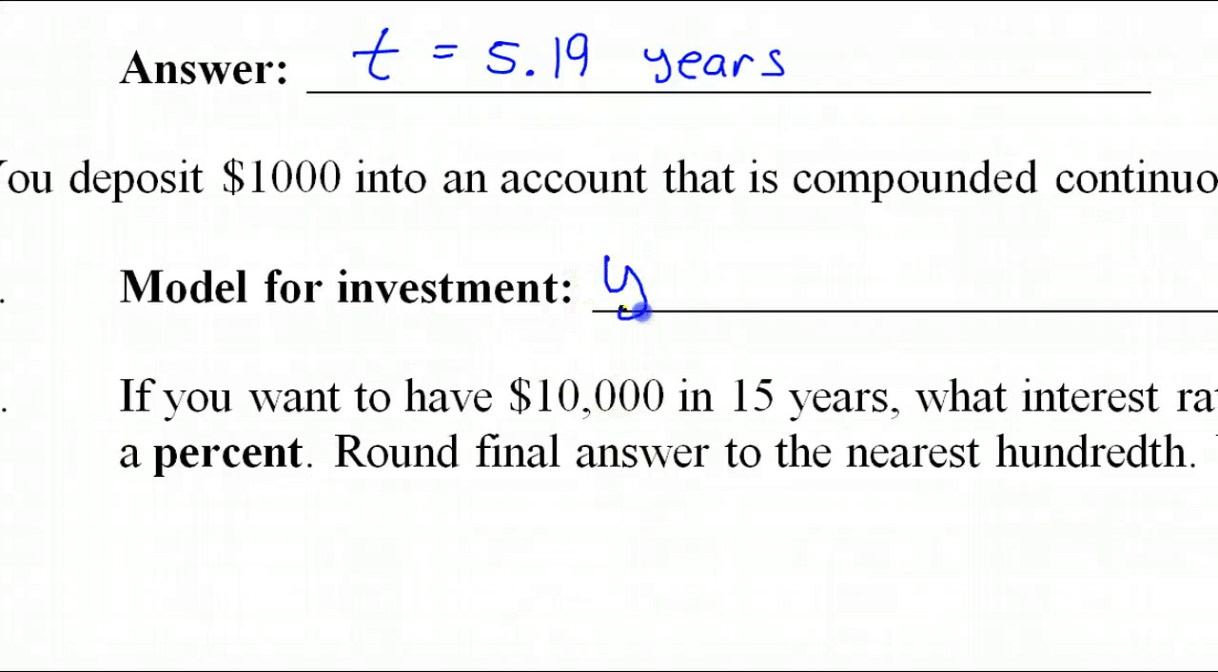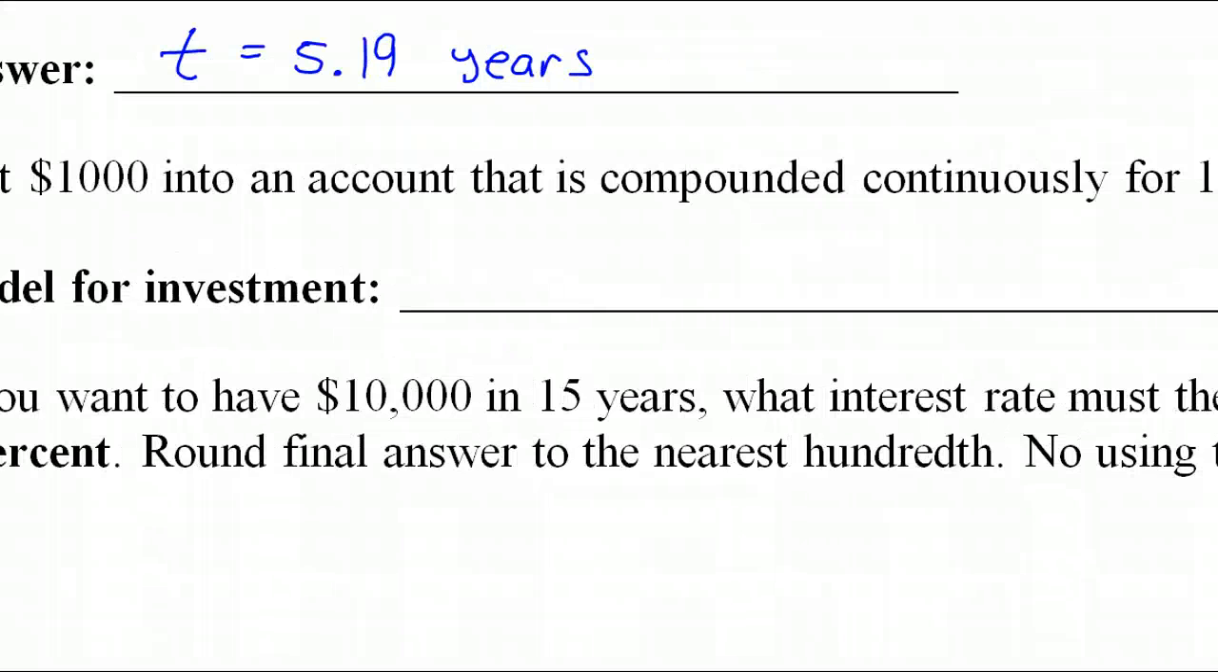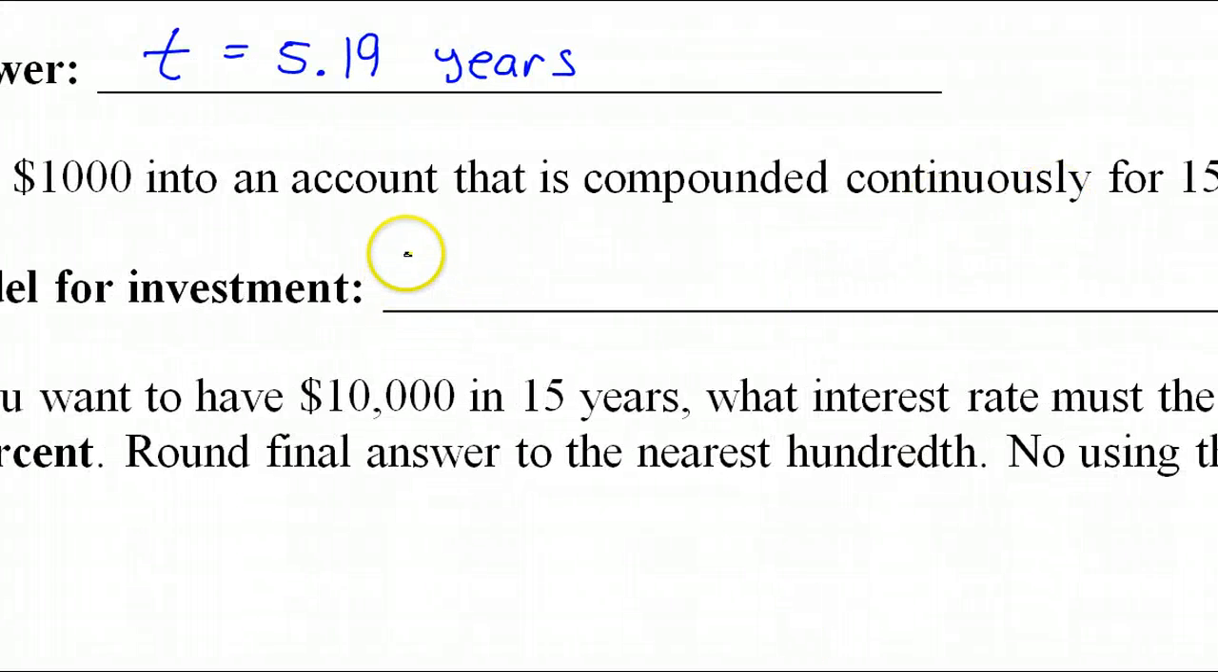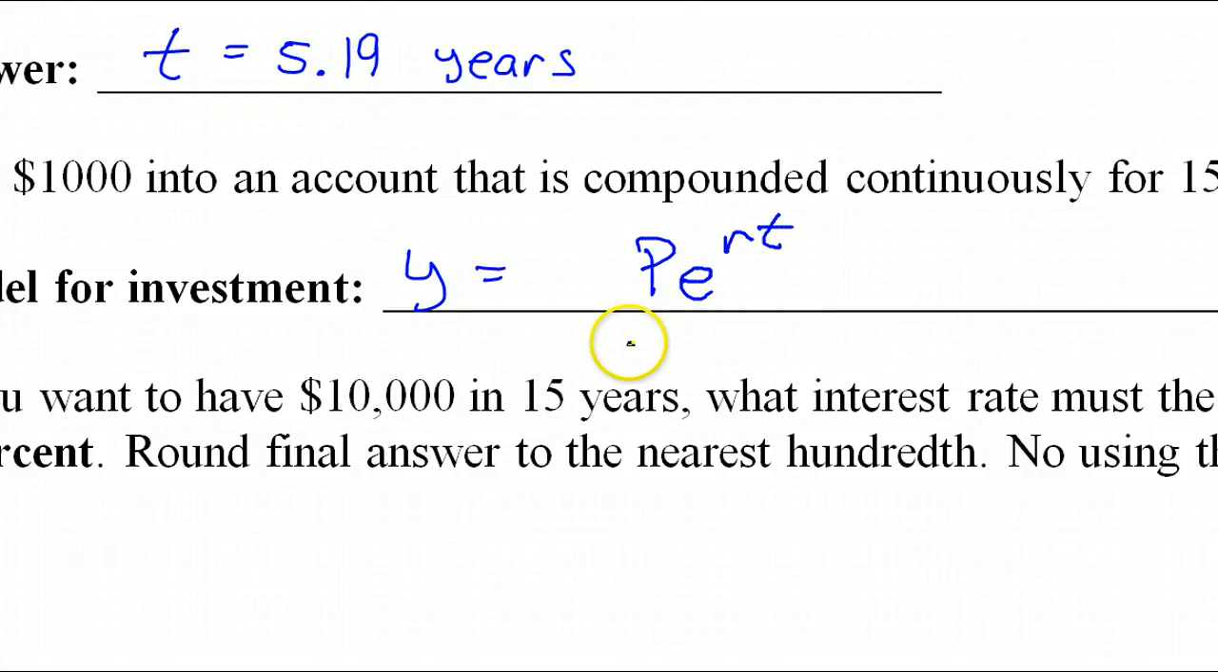So we've got y equals, oh yeah, by the way, compounded continuously. As soon as you see the words compounded continuously, you know that we are using the Pert formula, right? You know that we're doing Pert. So we're doing e to the rt power.